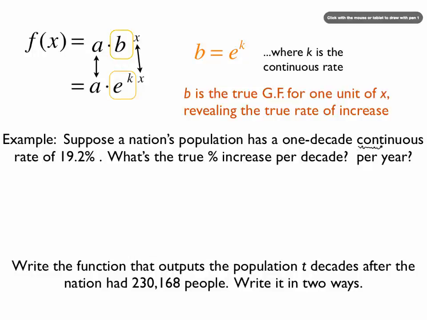No, because it's a continuous rate. If it says it's a continuous rate, it's like APR. It's not the true percent increase. So this continuous rate of 19.2%, what does it have to do with all this stuff up here? What symbol do we have that relates to 19.2%? K. K equals what? No, K is the continuous rate as a decimal.